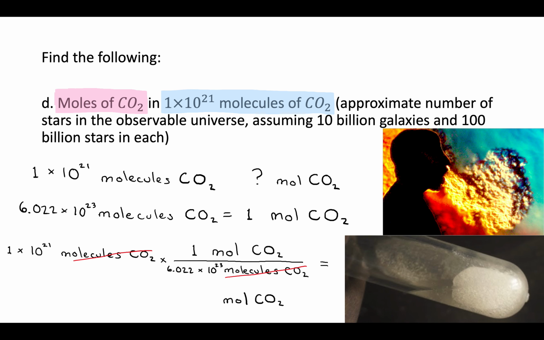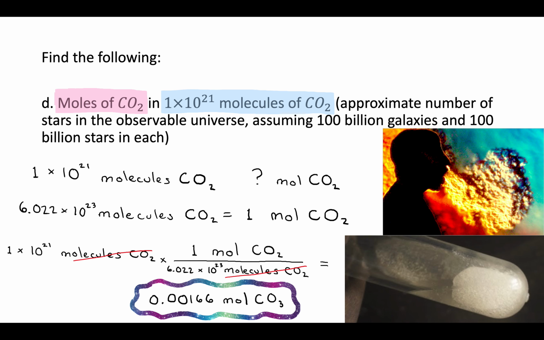And if you put this in a calculator, you plug it in like this, open parentheses, then 1 times 10 to the 21st, close parentheses, times 1, then hit enter, divided by, open parentheses, 6.022 times 10 to the 23rd, close parentheses, then hit enter again. You should get 0.00166 moles of carbon dioxide.